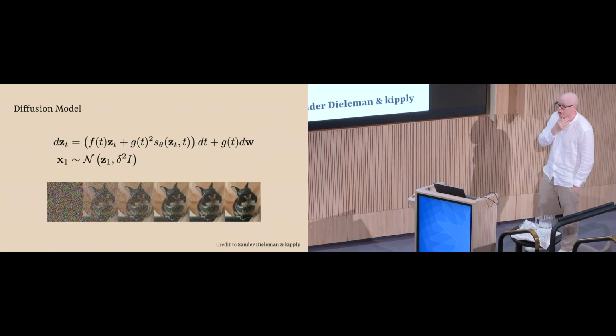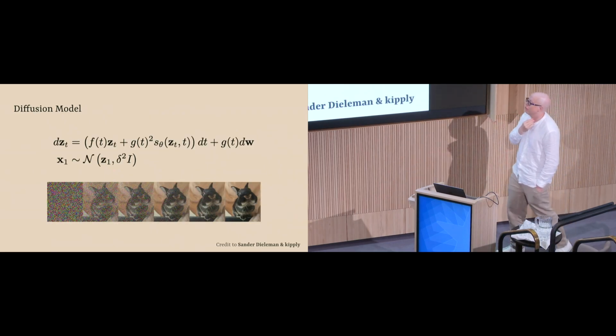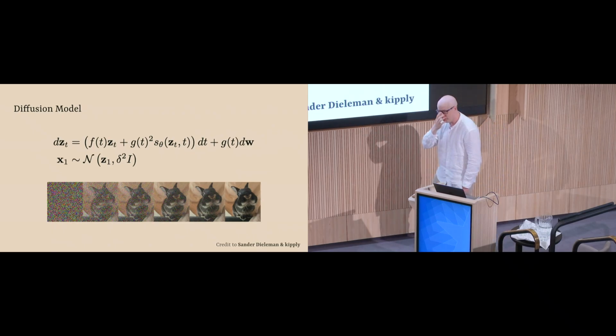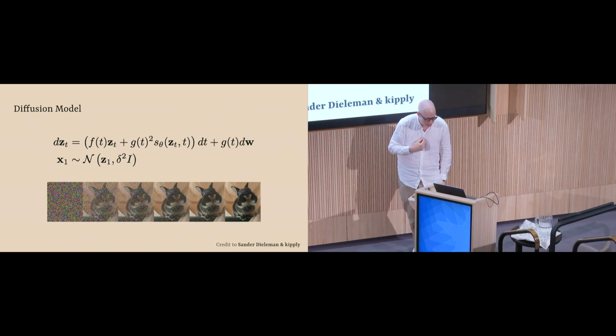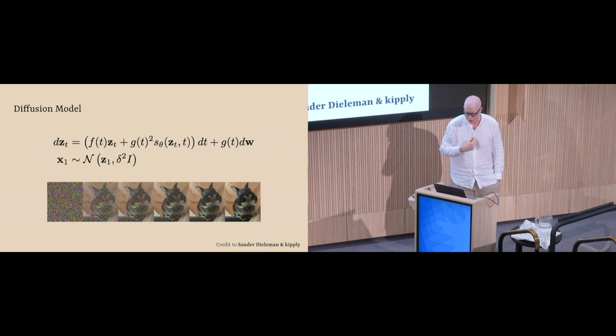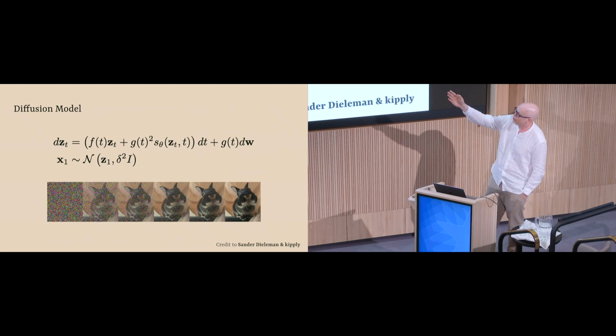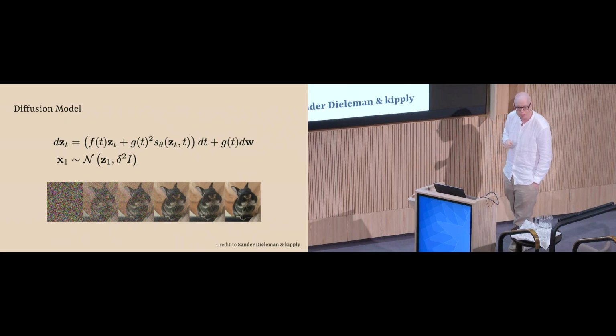Another example that we heard a lot about today is the diffusion model. It actually turns out to be a special case of a latent SDE that looks like this, where you have a very structured drift function that is linear in C_t plus this extra score function approximation.